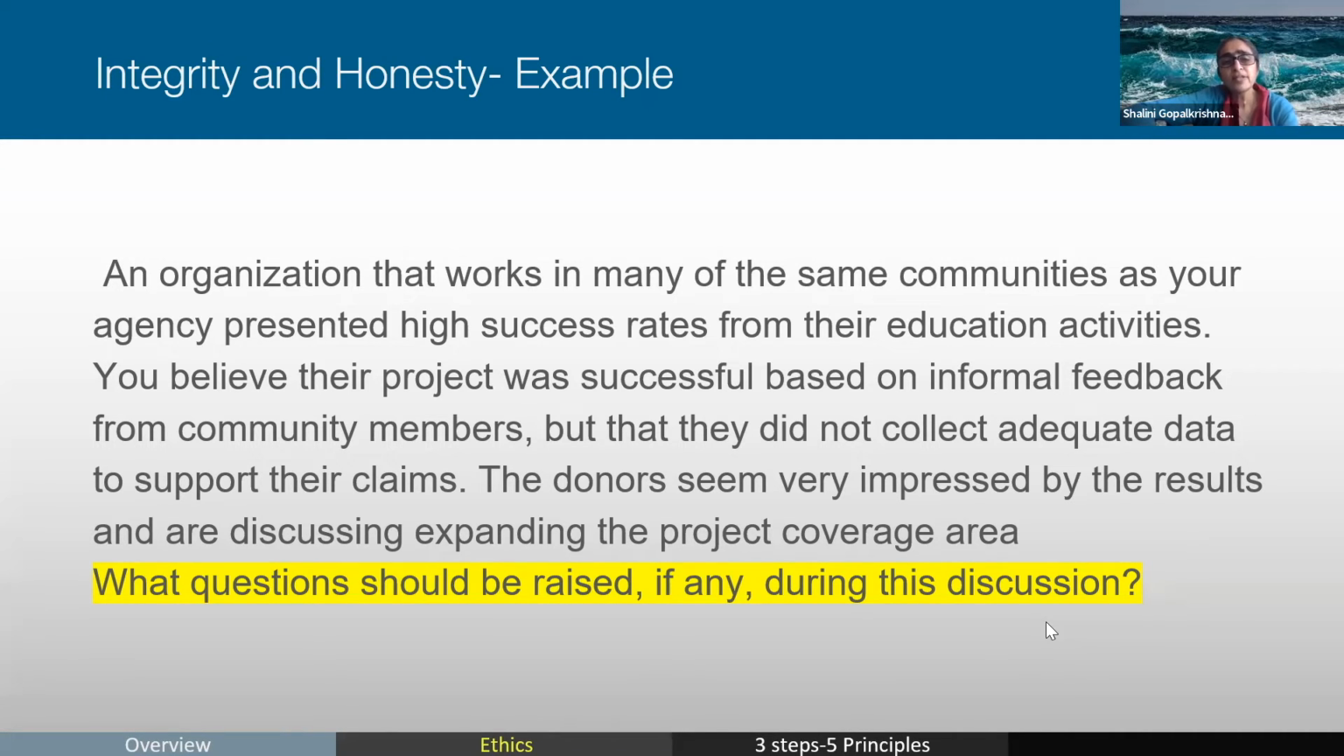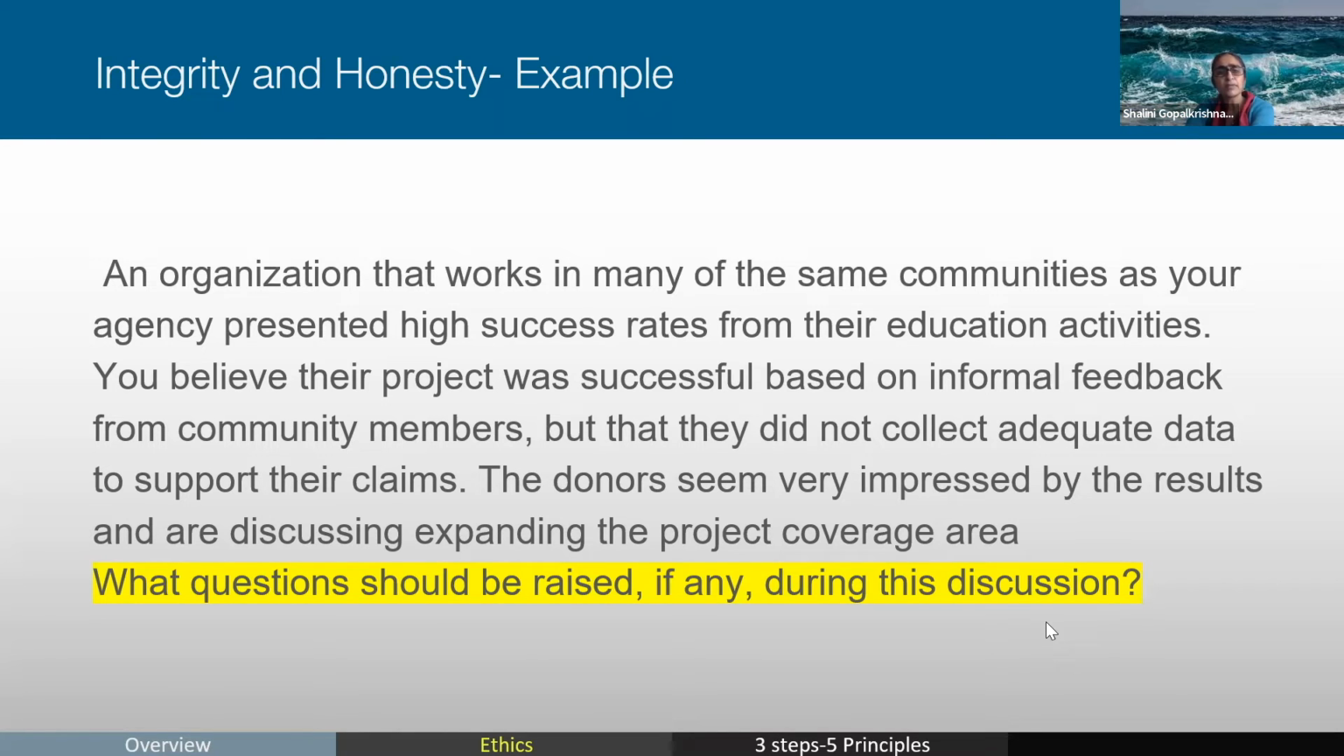So an organization that works in many of the same communities as your agency presented high success rates from the education activities. You believe the project was successful because they collected informal feedback, but not enough data. The donors are very impressed and they are wanting to expand the project team. What questions should be raised during this discussion? What did you think of? What kind of questions should you raise?